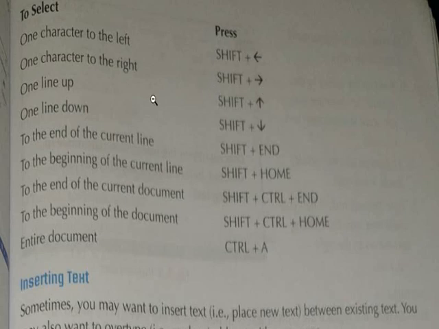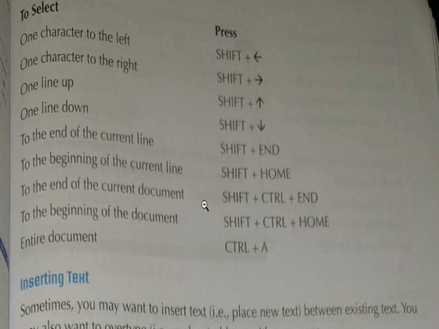There is a Shift button on your keyboard. You have to press the Shift button and some arrows. So that is for the right arrow. For one line up, Shift plus the arrow which points upward. For one line down, Shift plus the down arrow. To the end of the current line, Shift plus End. And to the beginning of the current line, Shift plus Home.